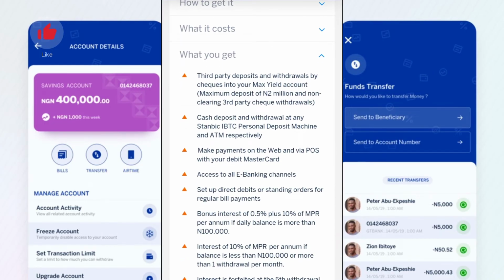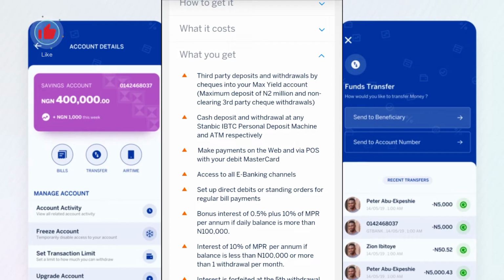Now, what are the benefits of this type of account? First of all, a third party can deposit and make withdrawals using a check. So with this Max Yield account, you are entitled to a checkbook. Somebody can make deposits and can also make withdrawals using the checkbook. The maximum deposit that can be made is 2 million naira, and non-clearing third-party checks for withdrawals. I hope that is clear.